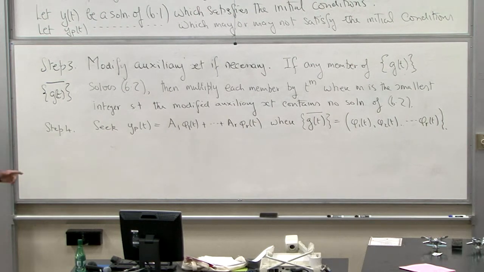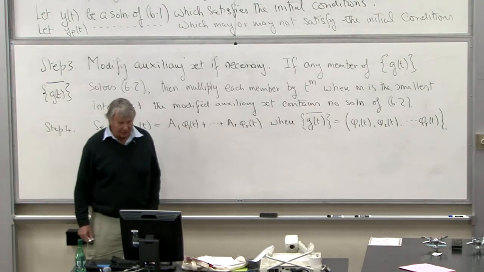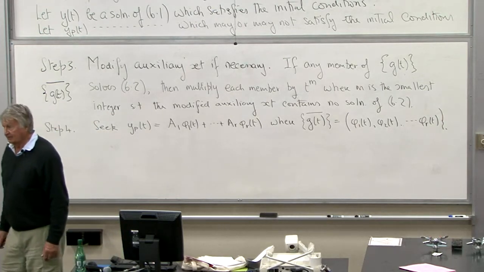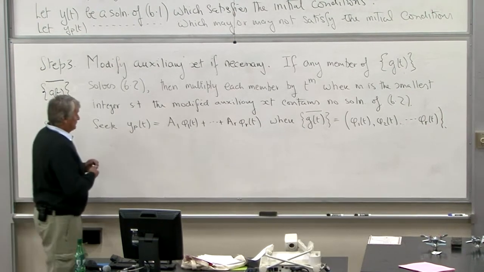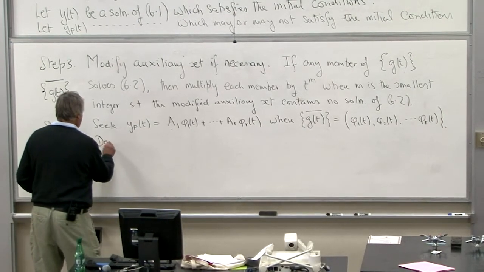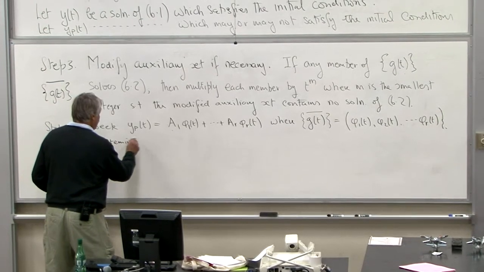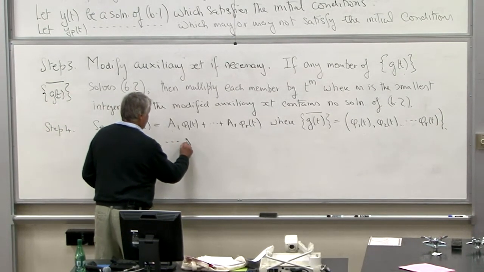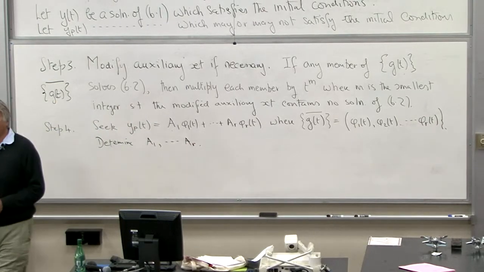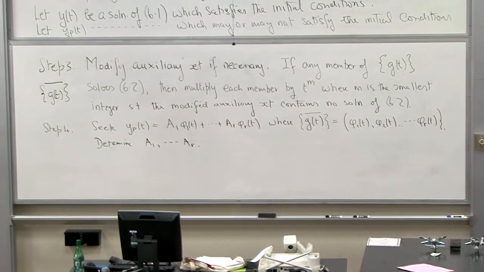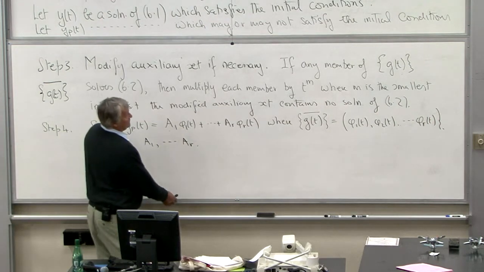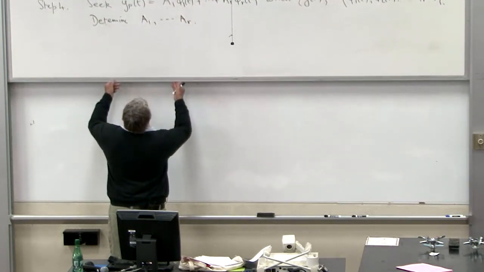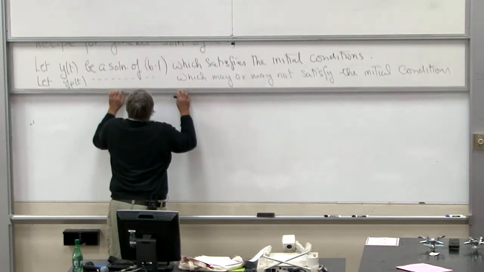Okay? So in other words, you're going to just shove that in your equation and use what you get to determine A1 up to AR. These are the coefficients which are undetermined before you do the method and which you will determine after you apply the method. All right, so now there are the rules. So now we do lots of examples.